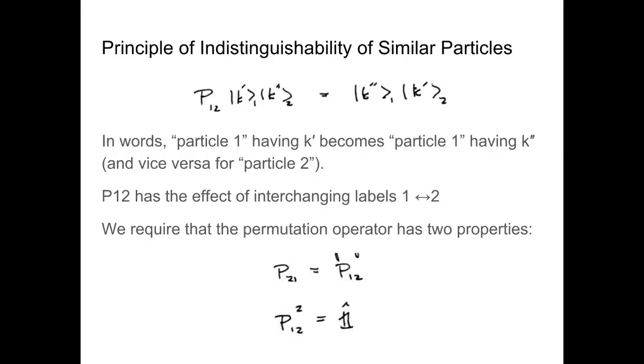And just from common sense, we basically require this permutation to have two properties that we're kind of used to from parity. So if I flip 1 with 2, or if I flip 2 with 1, I should get the same thing, obviously. And if I do this interchange twice, we've already seen that I should get the identity operator back. So these are properties that we expect P12 to have.